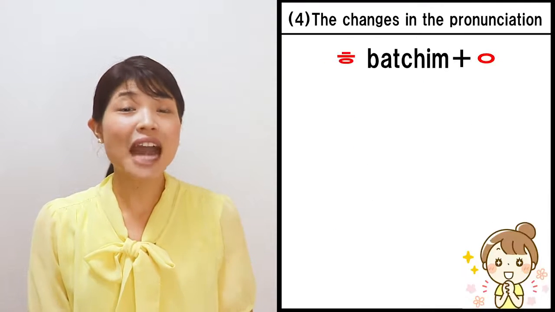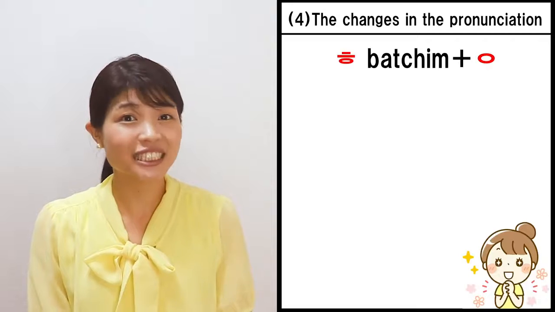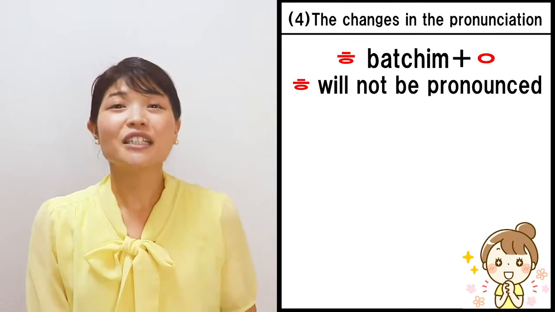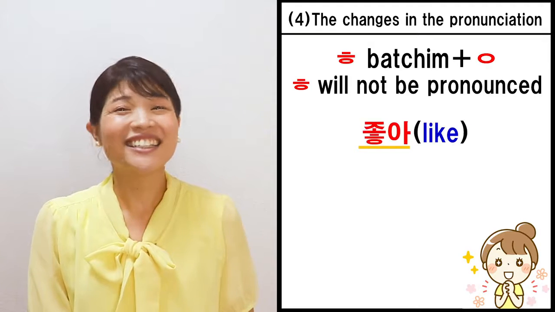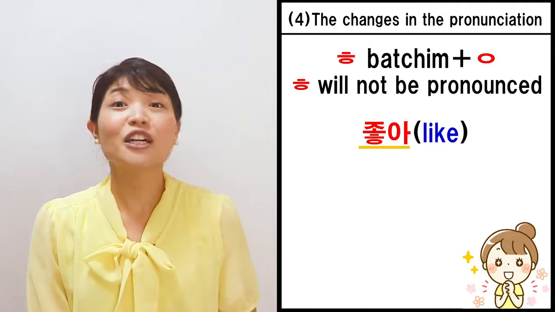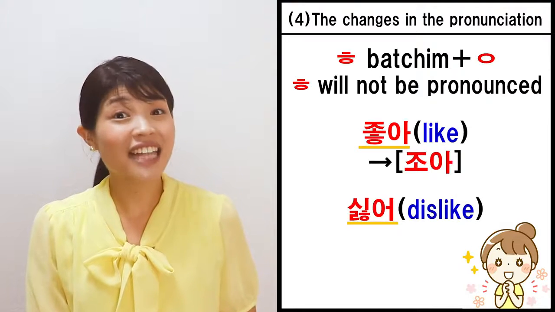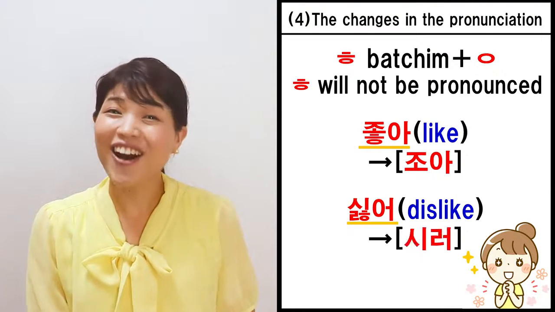Also, if ieung comes after hiut in 받침, hiut will not be pronounced. For example, 좋아, like, is pronounced as 조아, and 싫어, dislike, is pronounced as 시러.